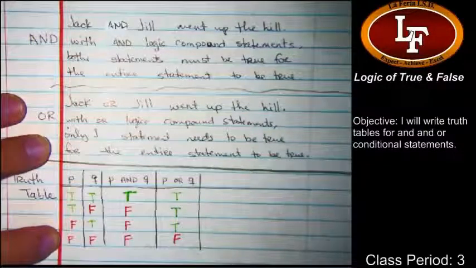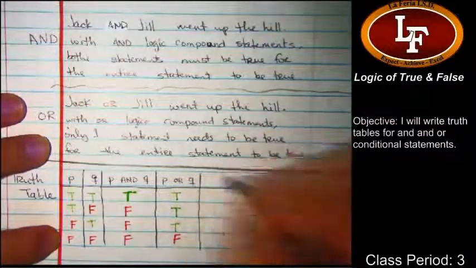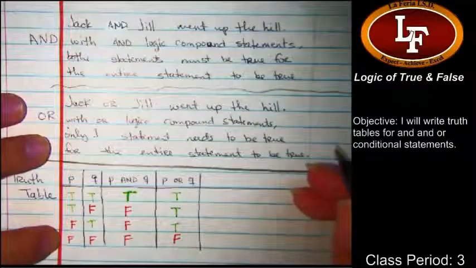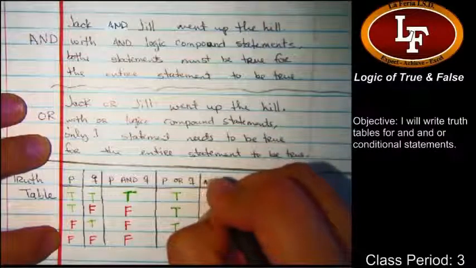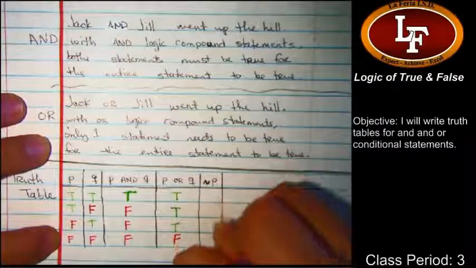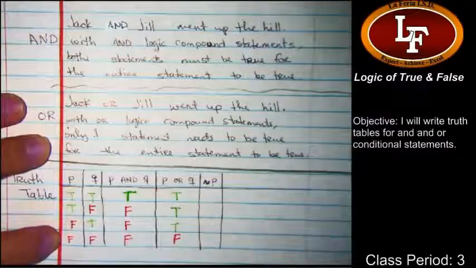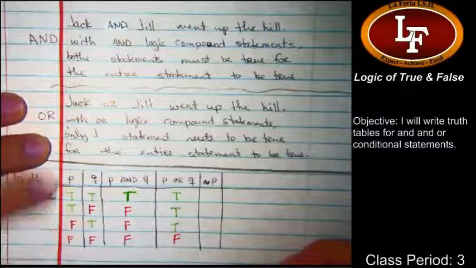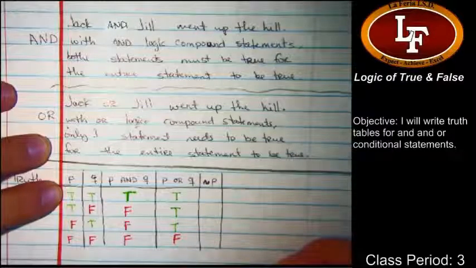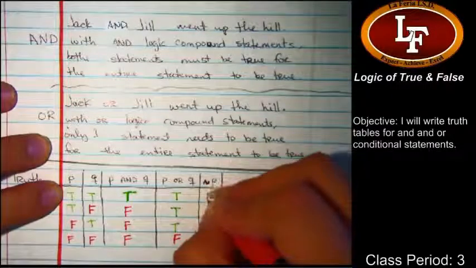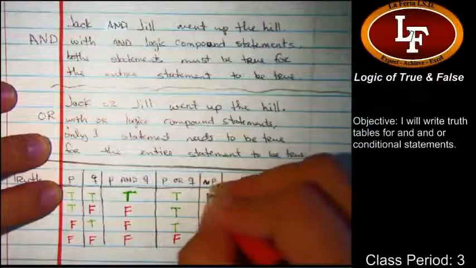Okay, I'm going to make it harder, because clearly this is too easy. This little squiggly line, the tilde, means not. Not P. The original truth value for P right here is true, so the opposite truth value is, what's the opposite of true? False.